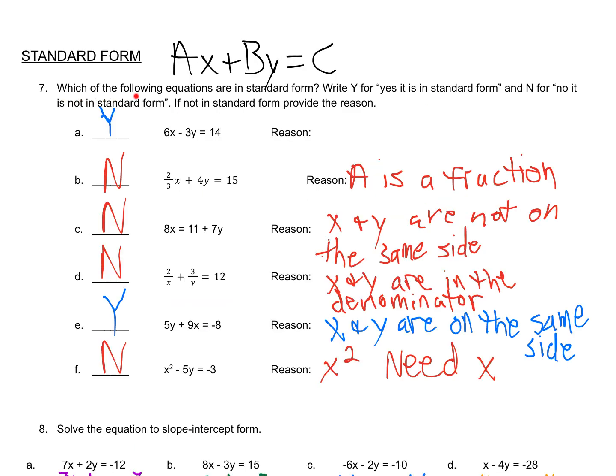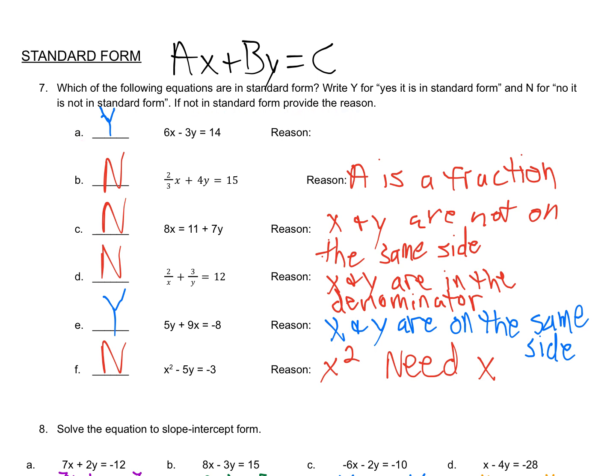So in number 7, which of the following equations are in standard form? Again, should look like this. Your x, your y are on the same side. Your a, b, and c are integers. And some definitions have a as a positive natural number. And natural numbers start at 1 and go 2, 3, 4, etc. So we're going to write y for yes, it's in standard form. N is no, not in standard form. As they're not in standard form, we're going to provide the reason.